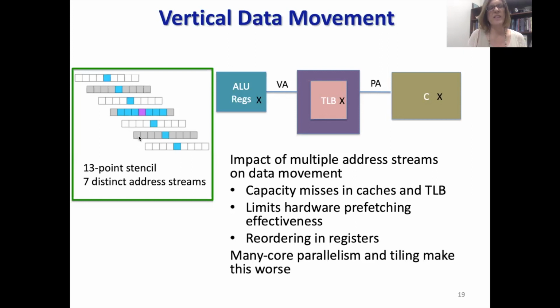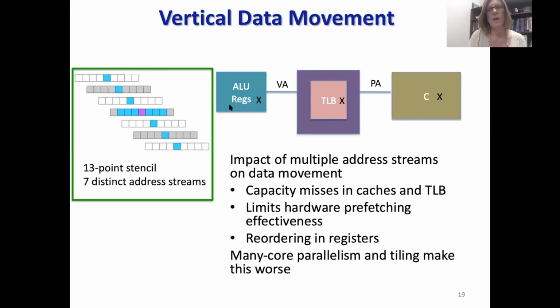Let's look at this 13-point stencil in a little bit more detail. Just to compute one output point, we need 7 different address streams for where the 12 inputs reside. These 7 address streams correspond to 7 different cache lines, for sure, and may even correspond to multiple pages. So having a lot of address streams puts pressure both on the cache and on the TLB. And you can see that we're not utilizing all of a cache line. If this adjacent data corresponds to a cache line, we're only accessing one element in it.